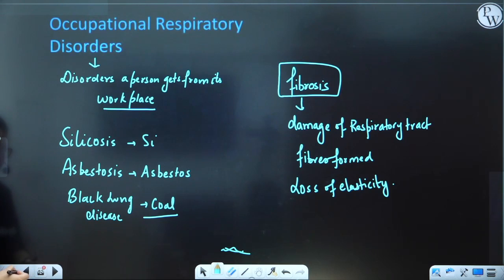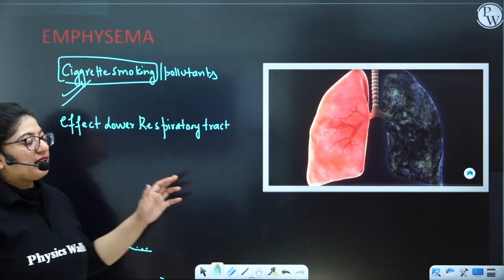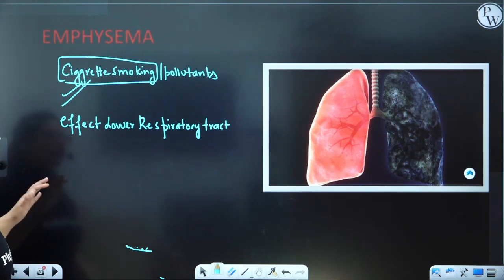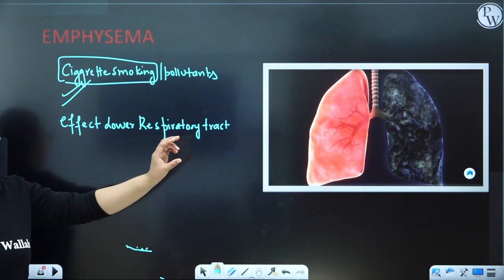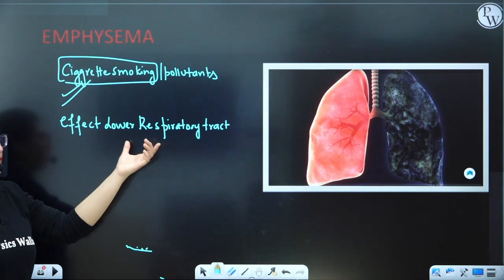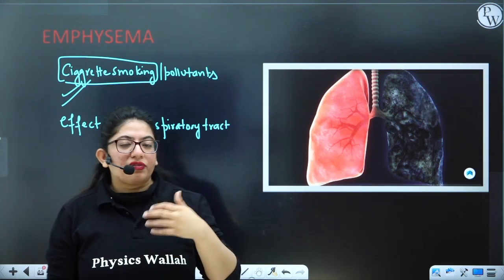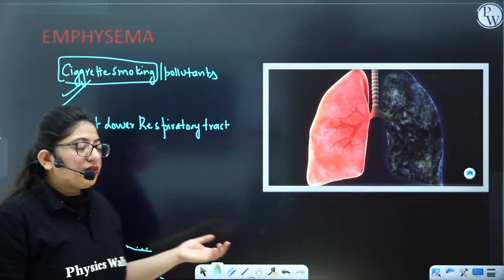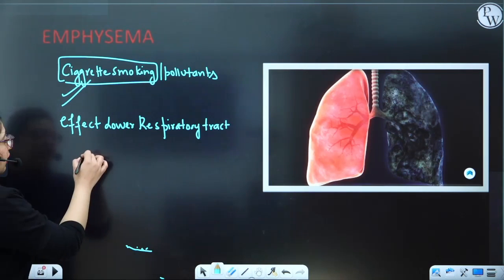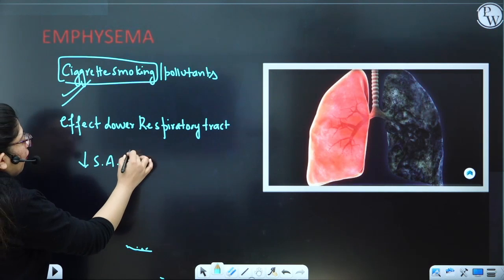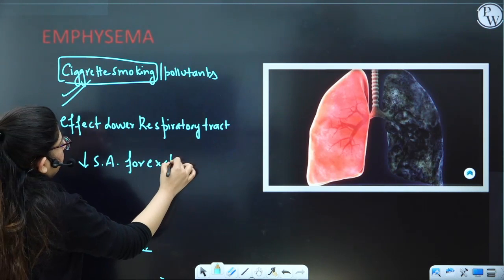Also here, in emphysema, the same thing takes place, because there is an effect on the lower respiratory tract, and as I told you, it consists of the respiratory zone. So one thing that will happen here is a decrease in surface area for exchange of gas. Fine.